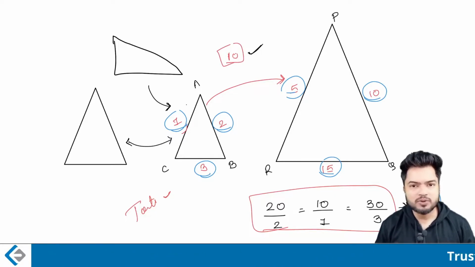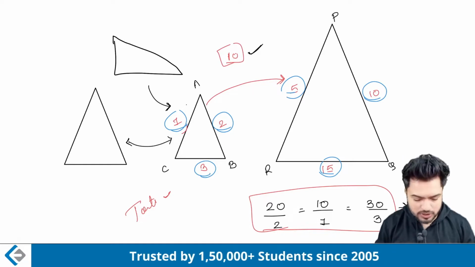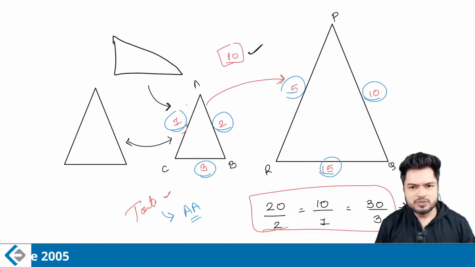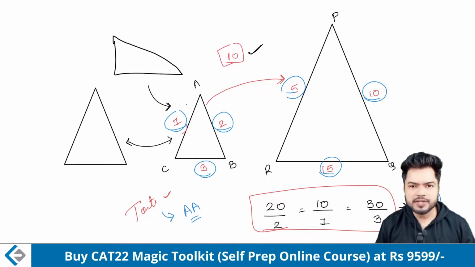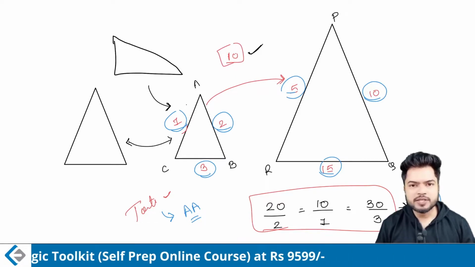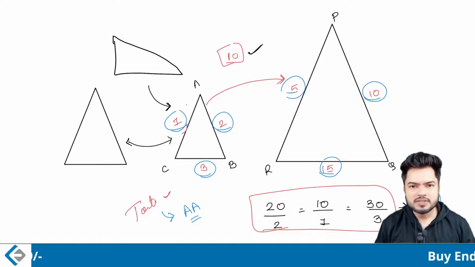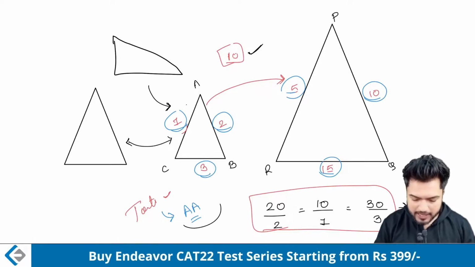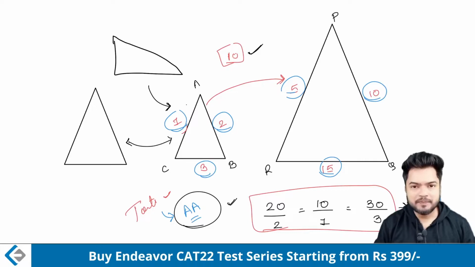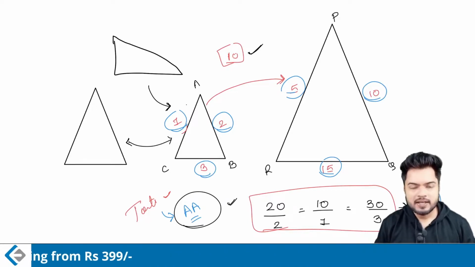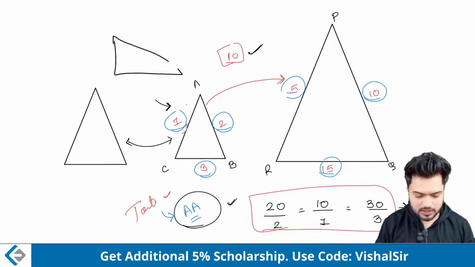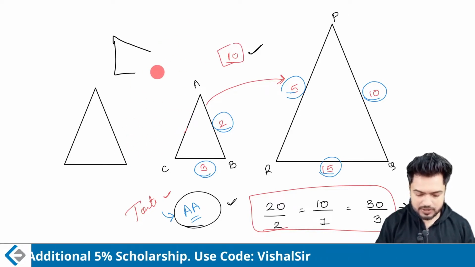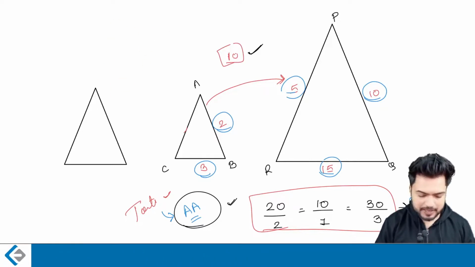Now, how will you do that? For that, you just need to know one test, that is the AA test. Will you be able to solve all the problems that I take from CAT papers 1990 to 2021 with this? Yes. Just by knowing this one test, you will be able to solve all the problems. So what is the AA test now? The AA test means two angles are the same. For example, I want to prove that this triangle, which you can see here, let's say this is ABC and this is MNP.